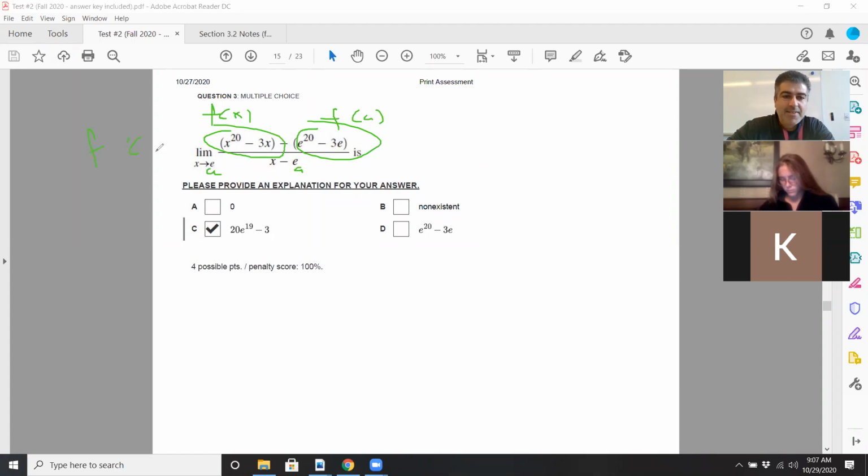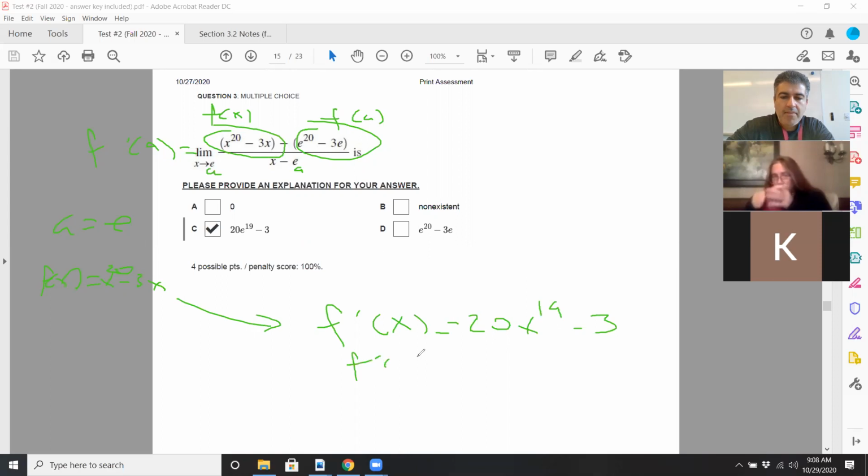This is f prime of x, or sorry, f prime of a. Let me take that back. It's f prime of a, where a equals e, and your function is x^20 minus 3x. So all you got to do now is just take the derivative, 20x^19 minus 3, and then plug in e, and you're golden. You got your answer. There were some people who kind of botched this one.